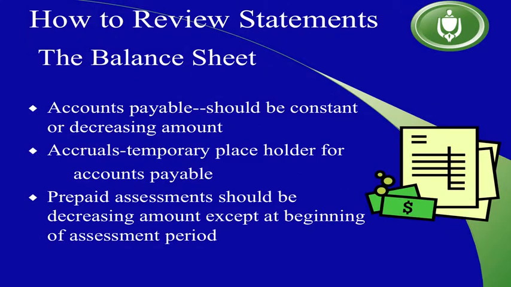The next item will be prepaid assessments, and these again are where homeowners pay their dues ahead of time. So these amounts should generally be decreasing except when you get around billing time. So for example, if you do annual billing, your prepaid assessments will probably shoot way up in December because people pay their dues before the actual due date of January 1st.